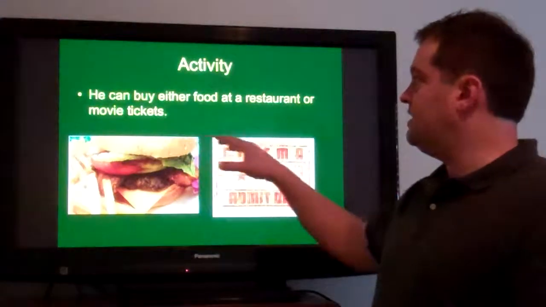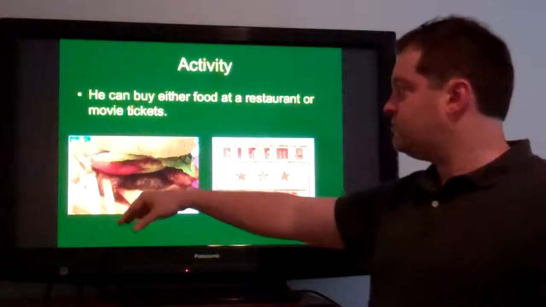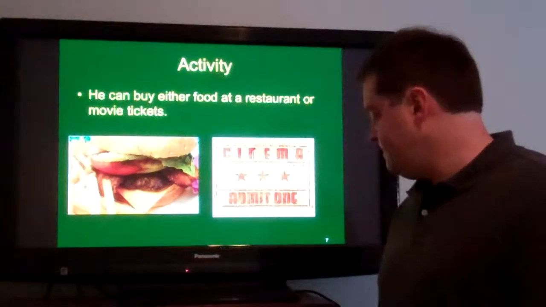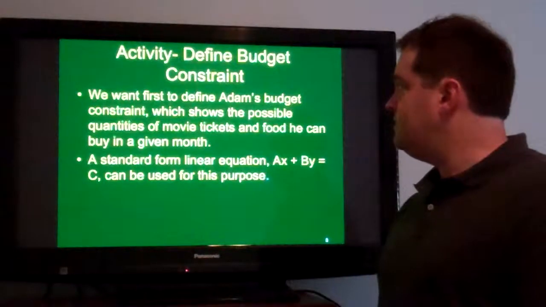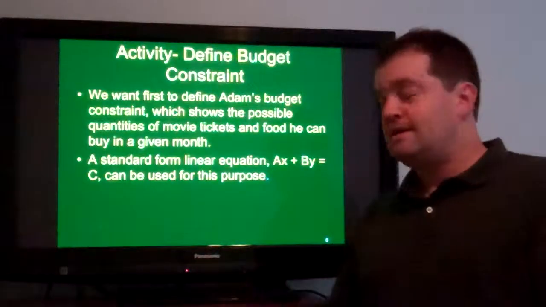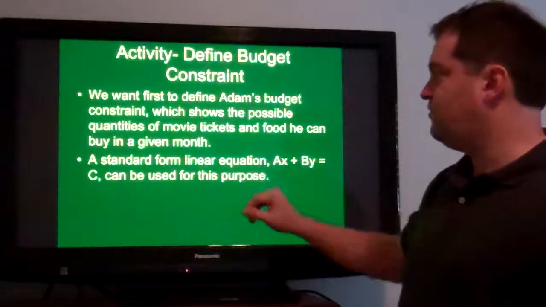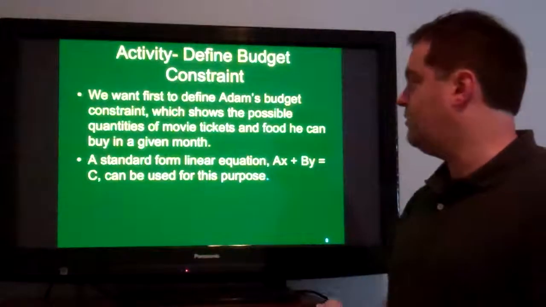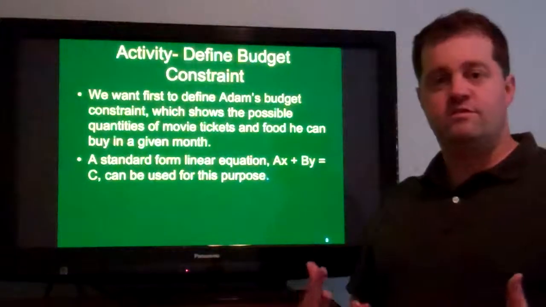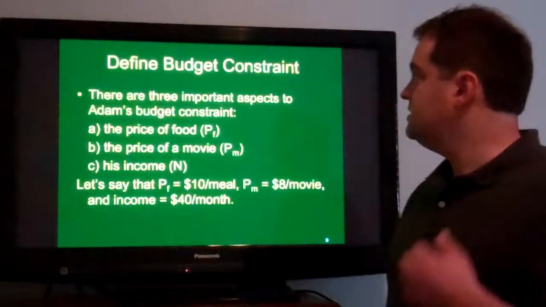And he likes to spend his money on two different things. He can either go out for food at a restaurant, maybe with friends, or he can go to a movie. What we're going to try to do is show Adam's ability to consume these two goods given his income. And we're going to start off by using a standard form linear equation, AX plus BY equals C, and illustrate that Adam wants to spend all of his resources to make himself as well off as possible.